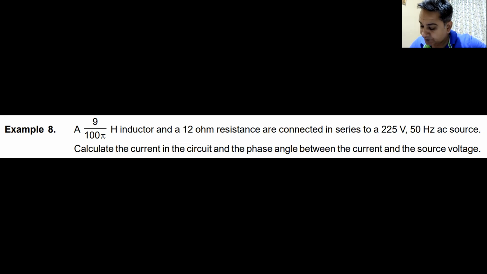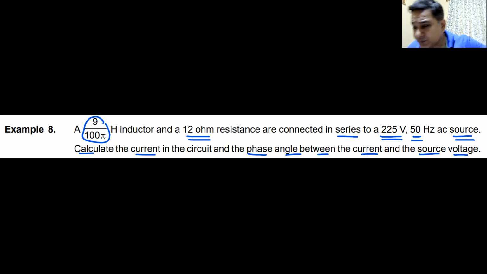To understand this, a 9 by 100 pi henry inductor and a 12 ohm resistor are connected in series to a 225 volt AC source. This is the RMS value, 225 volt, and 50 hertz is the frequency. Calculate the current. When I say current, it is the RMS current, and the phase angle between the current and the source voltage.